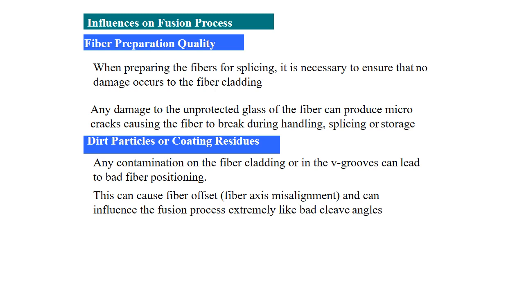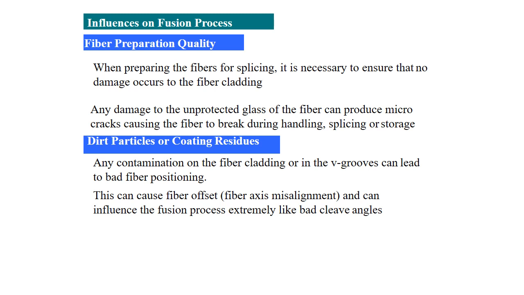The next one is fiber preparation quality. When preparing the fibers for splicing, it is necessary to ensure that no damage occurs to the fiber cladding. If there is any damage to the unprotected glass of the fiber, micro cracks can be produced, which will cause the fiber to break during handling, splicing or storage.